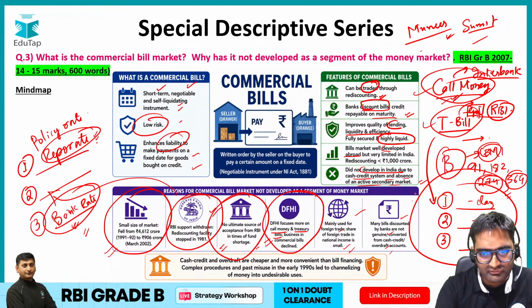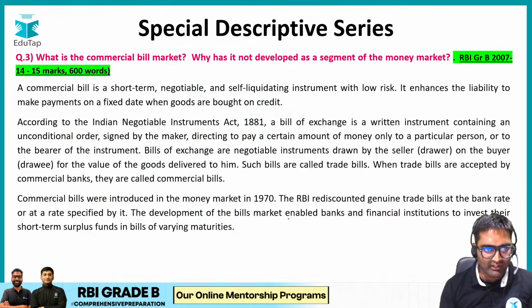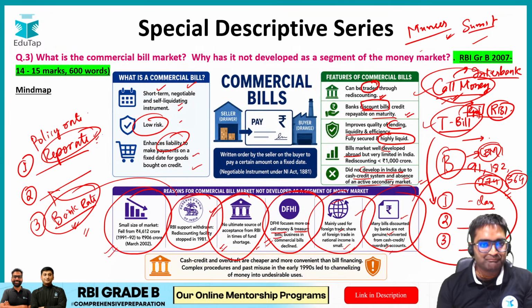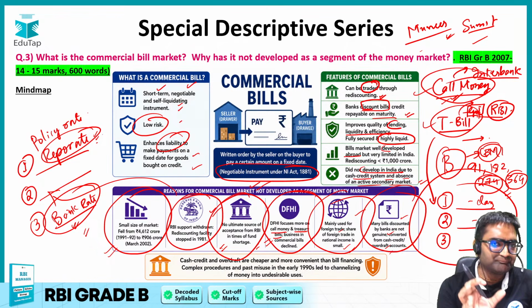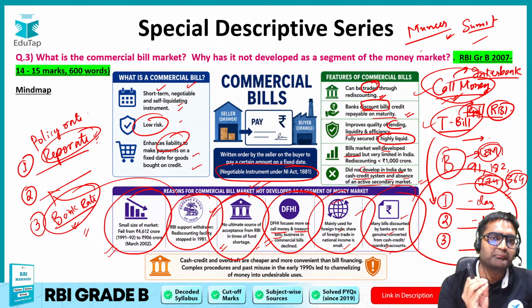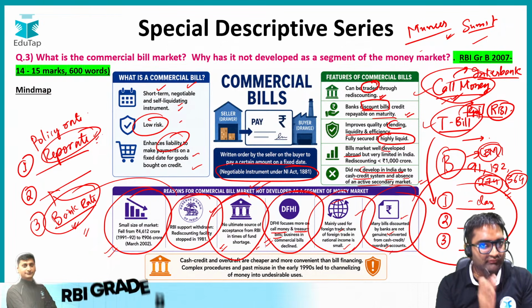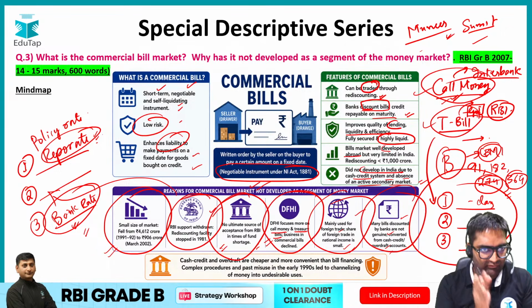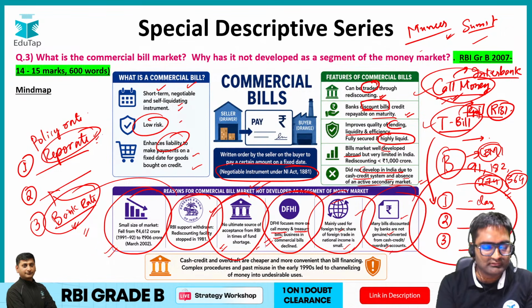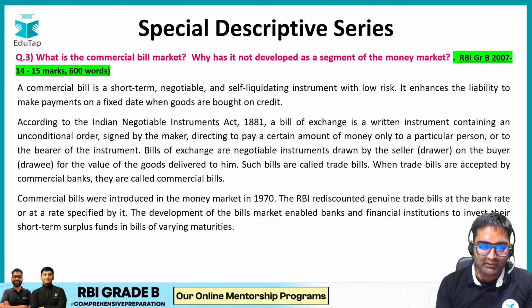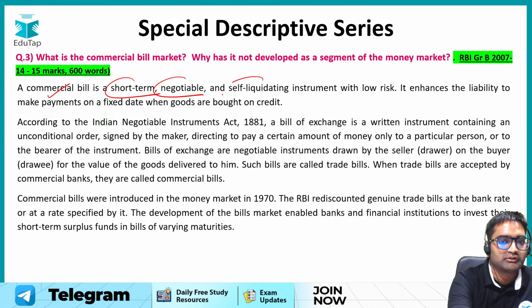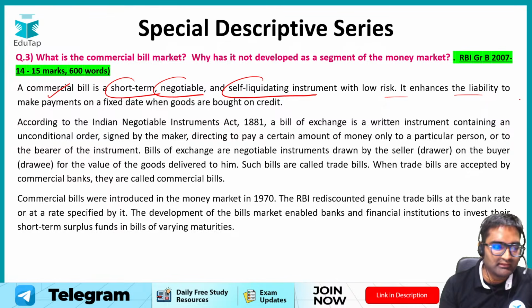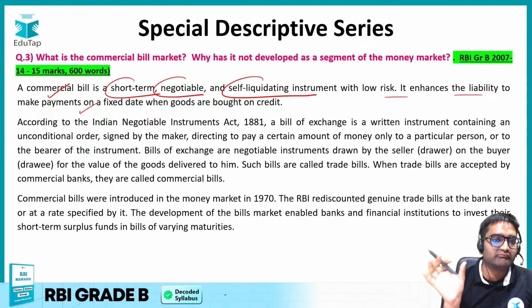So, Munir, Sumit, wonderful. So, this is how you can answer this particular question, and you should know certain facts, and this is the answer over here. As I told you, when you're talking about commercial bill, you can also mention the act. In the introduction itself, if you are mentioning certain important facts or the legal framework with respect to whatever question is asked, that will help. Like here we have the question on commercial bill market. Of course, you have mentioned what a commercial bill is. It is a short term negotiable self liquidating instrument with low risk. It enhances the liability to make payments on a fixed date when goods are bought on credit.